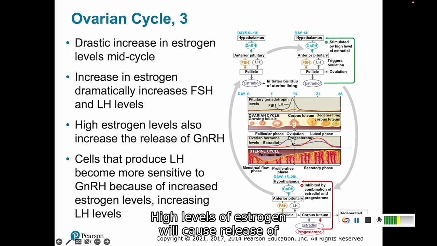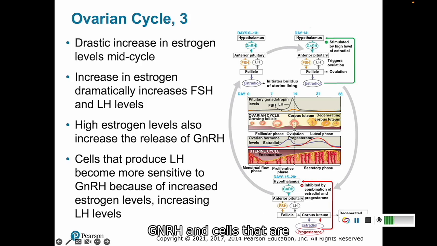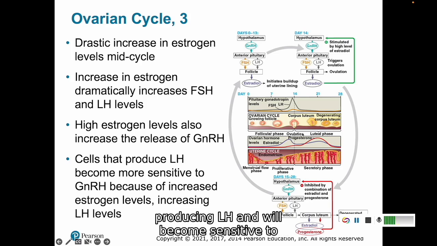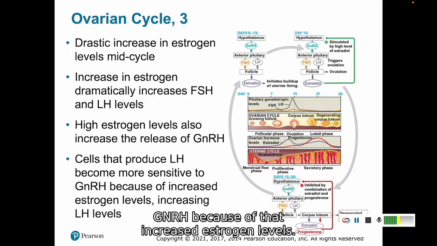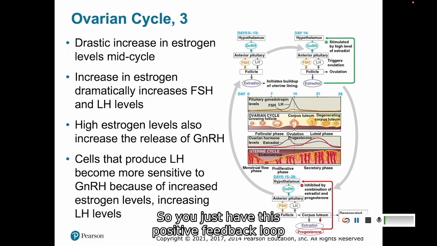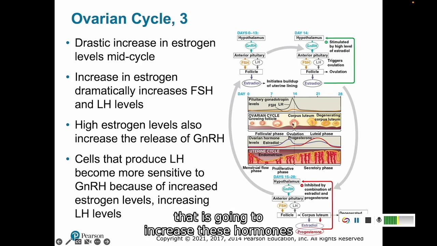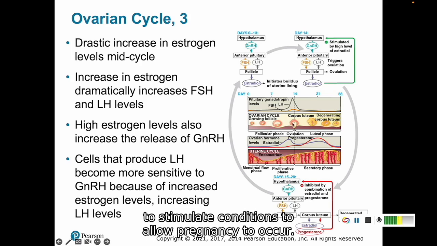High levels of estrogen will cause a release of GnRH, and cells that are producing the LH will become sensitive to GnRH because of that increased estrogen level. So you just have this positive feedback loop that is going to increase these hormones to stimulate conditions to allow pregnancy to occur.